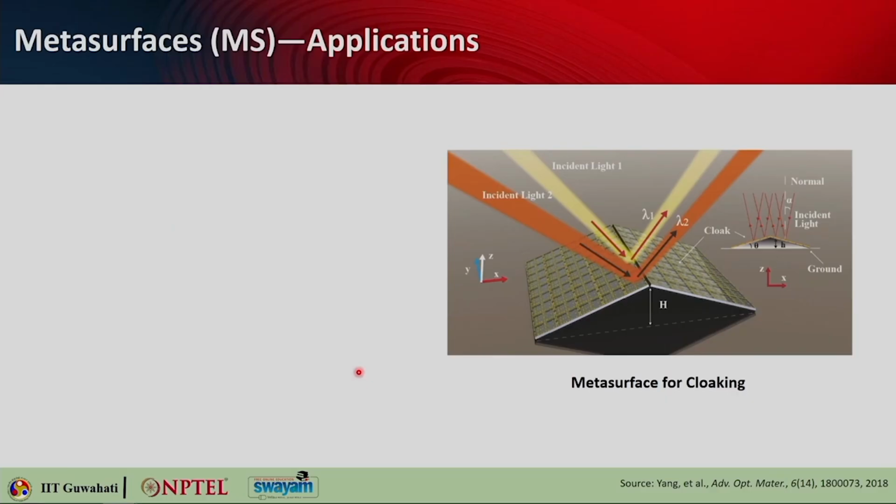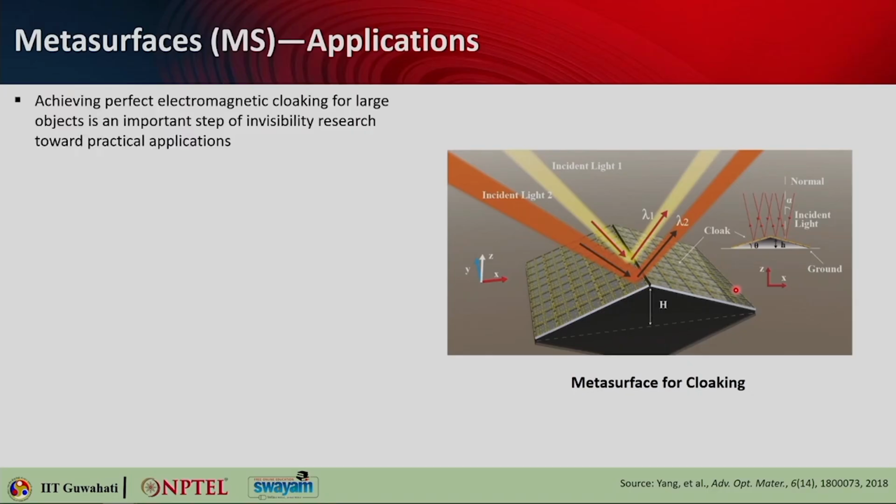The other interesting application of metasurface would be in the field of cloaking. Cloaking means hiding something. So you can look at the schematic here. It shows that the incident light is getting reflected by the metasurface in such a way as if it is getting reflected from a flat surface. So there is no change in the direction of the reflection. So in that case, whatever is hidden below this particular metasurface will not be seen, because the reflection pattern is exactly like from a flat surface. So this is how cloaking using metasurface will work.